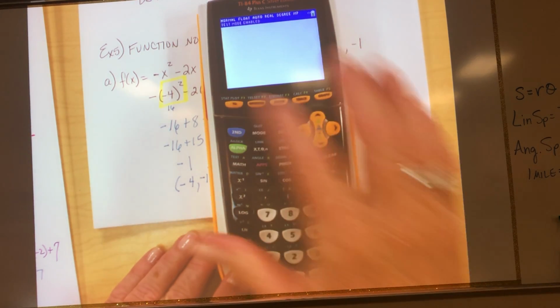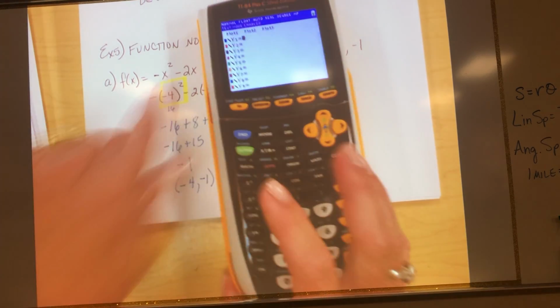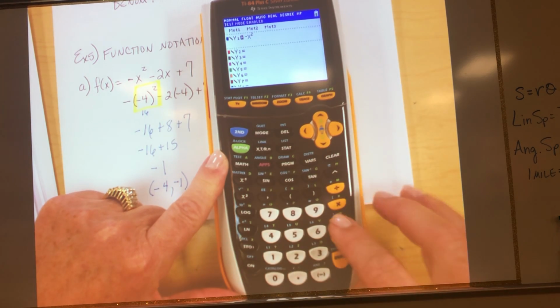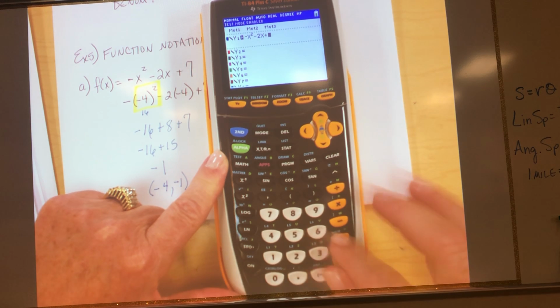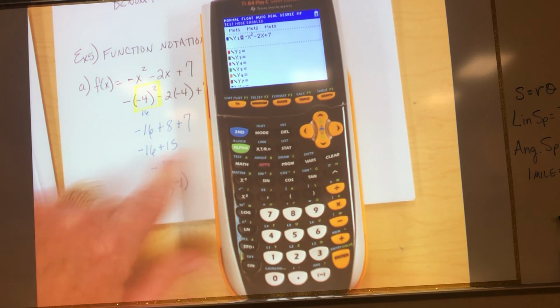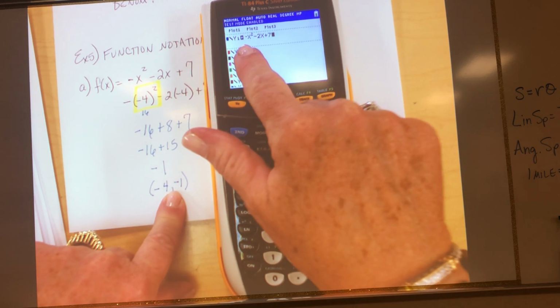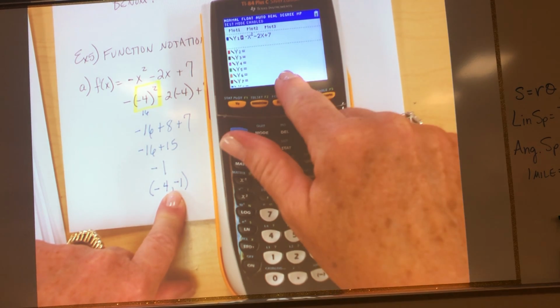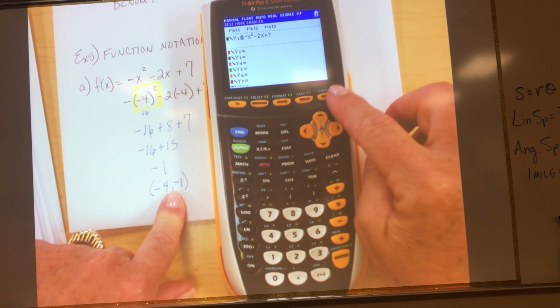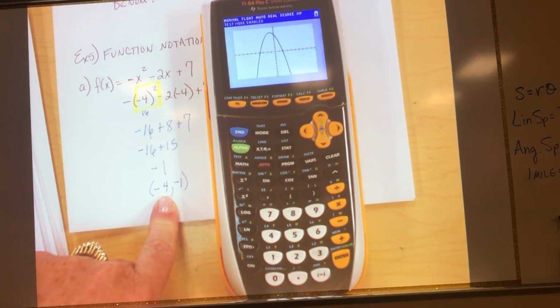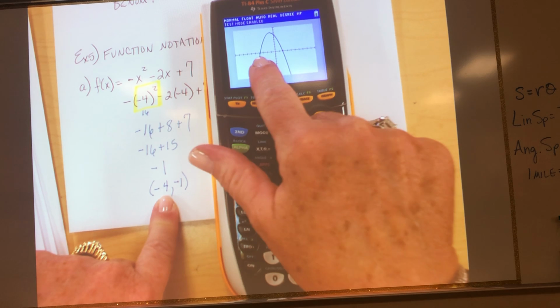So I'm going to go to y equals, and I'm going to put this equation in there: negative x squared minus 2x plus 7. Now I'll show you what the graph looks like. It's a negative quadratic, so that makes the parabola open down instead of up. We're going to learn that later. So there he is. And we think the point negative 4, negative 1 is on there. Negative 1, 2, 3, 4, and negative 1.